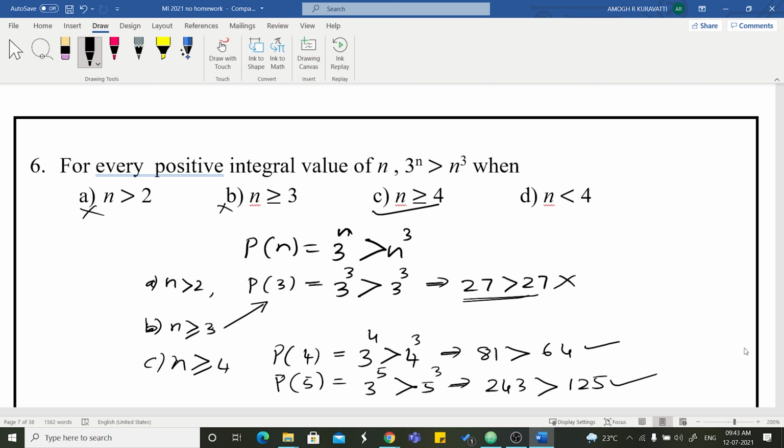Now look at option D. n less than 4. Less than 4 means, take 3. We have already taken 3 and checked it here. So with n value 3, which is not true. So option C is the right option. I hope it is clear. Got it, students? Please note.